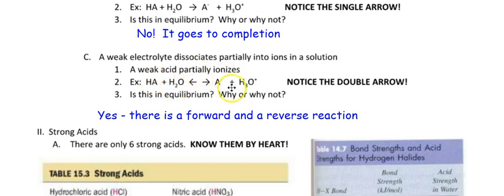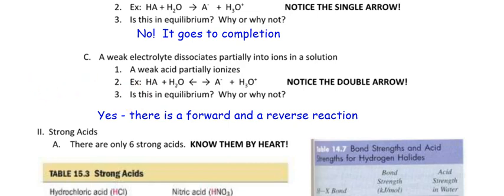So some of this will make this. Some of the A minus, remember what we call this? This is the conjugate base. Some of the conjugate base plus the H plus will go back and make your weak acid again. So yes, it is an equilibrium because there are both the forward and the reverse reaction.